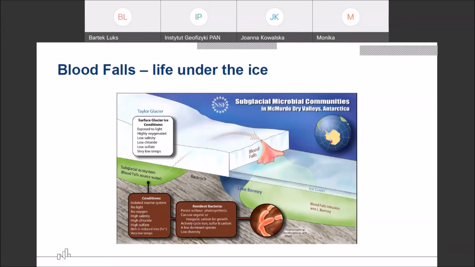And as there's no photosynthesis, as there's no light, the microorganisms that live there can use organic and inorganic carbon for growth. And they actively cycle iron, sulfur, and carbon. And this reddish color that we can see in Blood Falls, in this waterfall that flows out from the subglacial ecosystem, is mostly due to iron oxides.